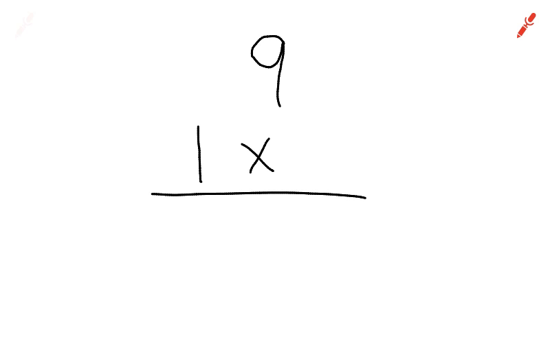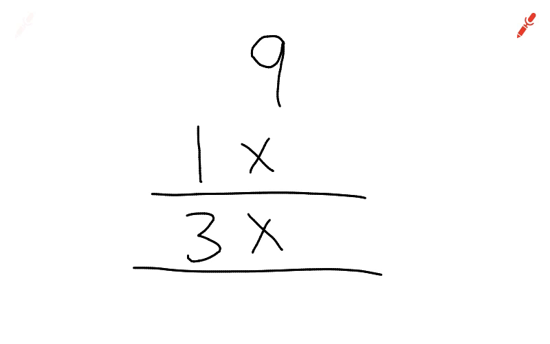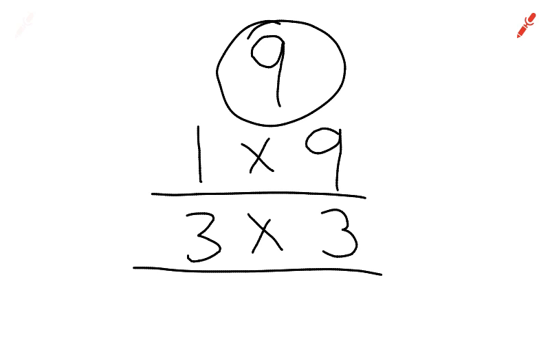So we're given 9 for our next number to figure out. And in our book it says 1 times something is 9. And it also says 3 times something is 9. And we have to figure out what the 1 times what is 9 and the 3 times what is 9. We got to figure out both of those. 1 times 9 is 9. And 3 times 3 is 9. So our factors of 9 are 1, 3, and 9.